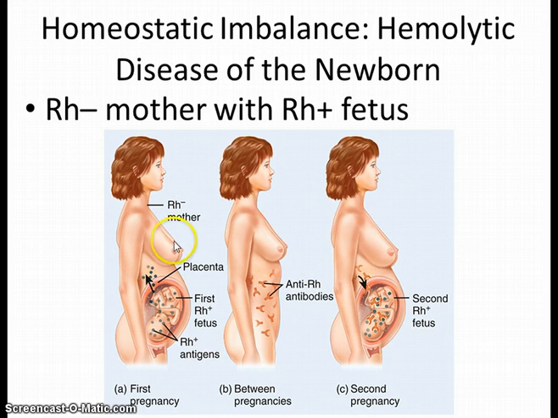So what we do instead is we give them what's called RhoGAM serum. And basically, it tells the body that they're making the antibodies and that it doesn't need to learn and do it itself.